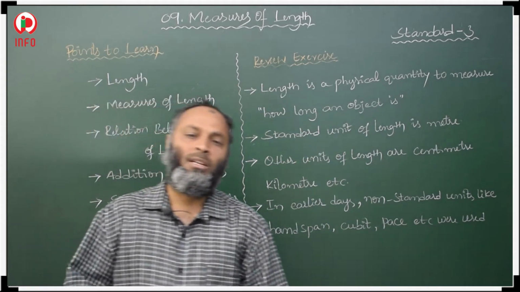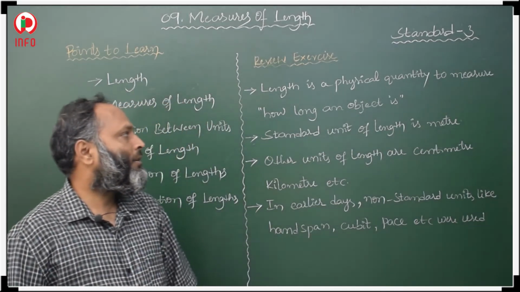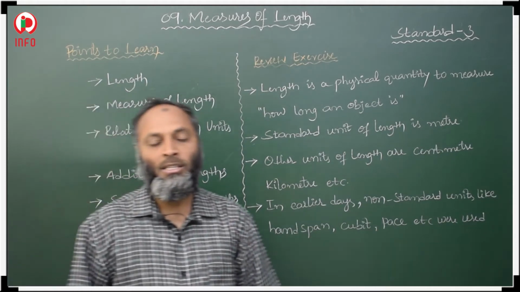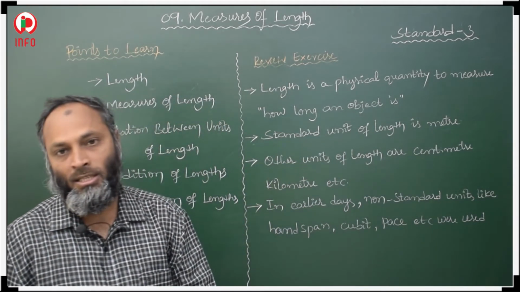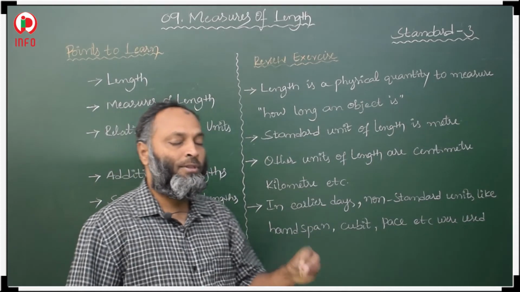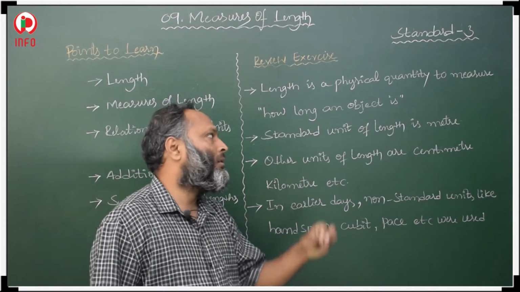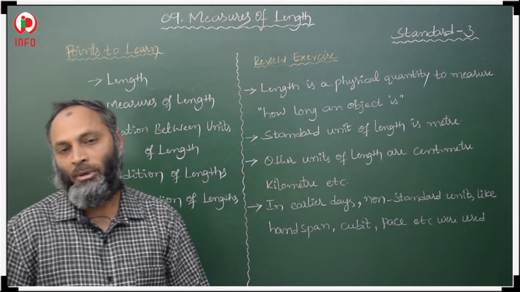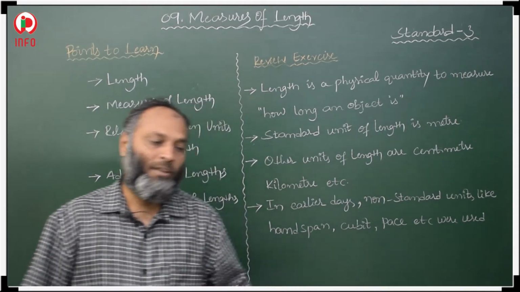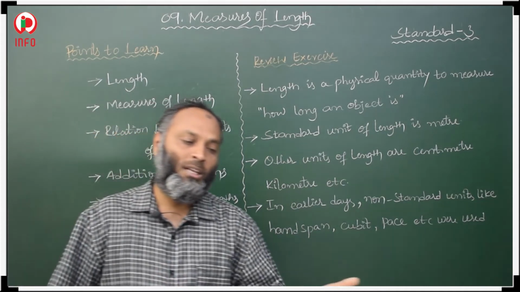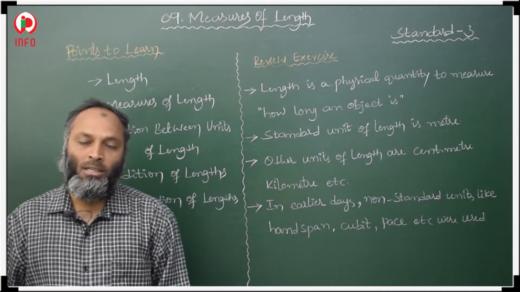All these measurements are physical quantities. So we can say that how long it is, this is the length. Length is a physical quantity to measure how long an object is. Object means whatever it may be: a cell phone screen, a TV screen, the length of a room, or the length of a table. These are the objects, and how long they are is our length.